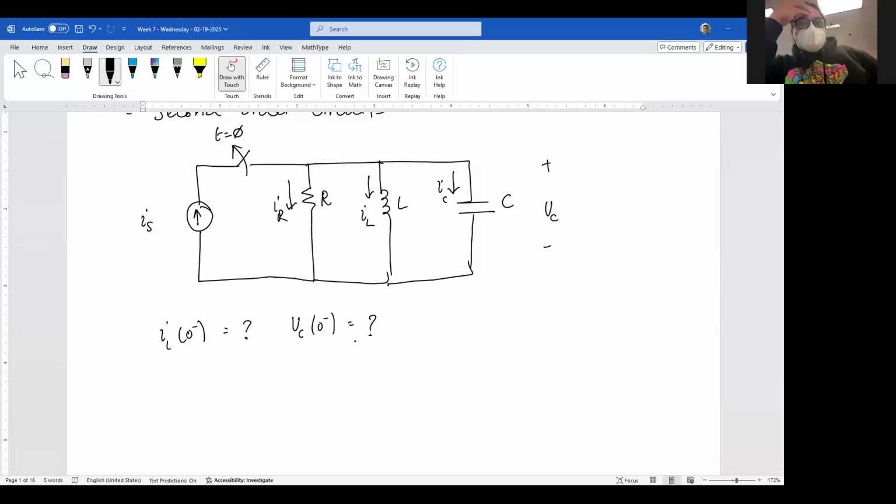Is it to calculate the step function? Step function, no? In an RL circuit, you always find the initial value of inductor current, IL0 negative. In an RC circuit, you find VC0 negative. There was a specific reason we used to find those things.